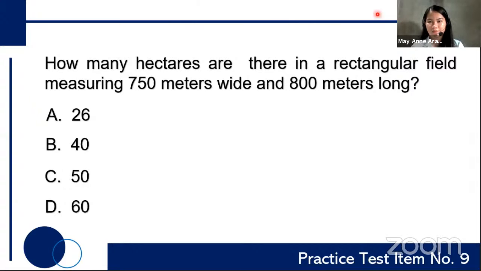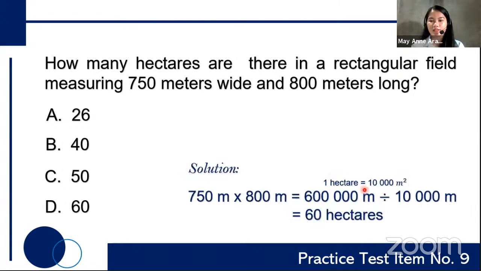Okay, we have one answer. Okay, again, Mr. Suarez. Let us wait for the answers of the other participants. Okay, the answer is letter D. Don't forget to convert, since this is in meters and hectares.